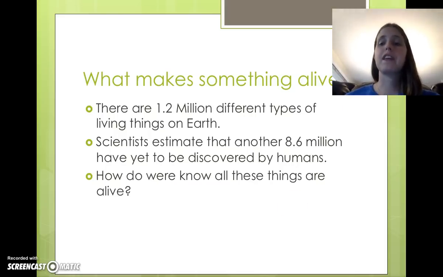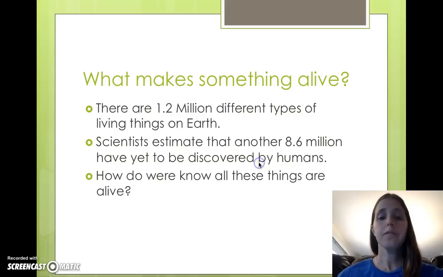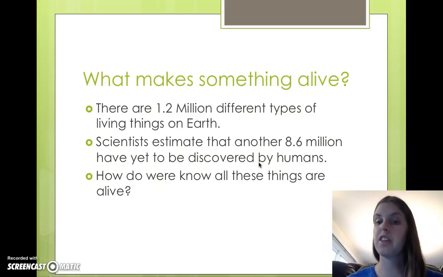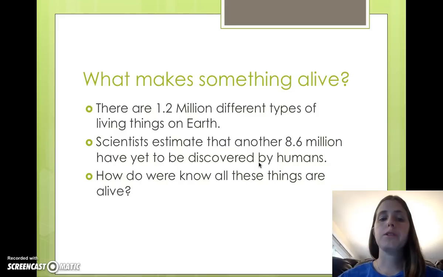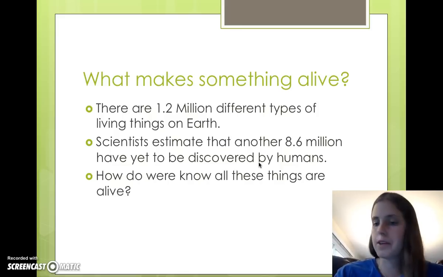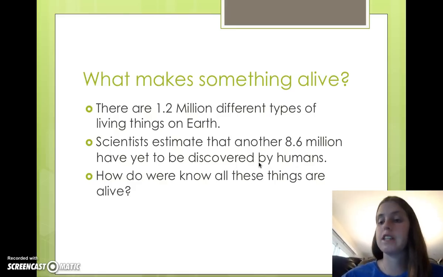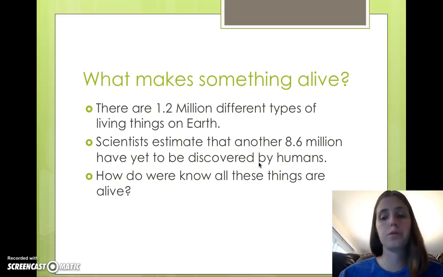All right, so what makes something alive? We know that there are 1.2 million different types of living things on Earth. That means different species. And we also estimate that we have only discovered probably 1/6 of all living things on Earth. So that means there's another 8.6 million species that have not been discovered yet and exist on Earth right in front of us that we just don't see, or maybe are living deep in the jungle or under the ocean or all of those different things.